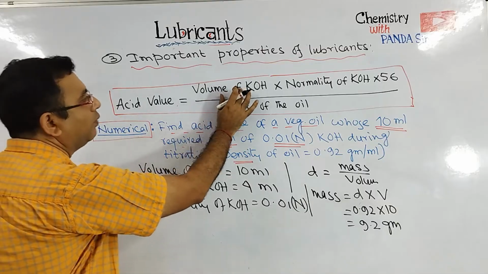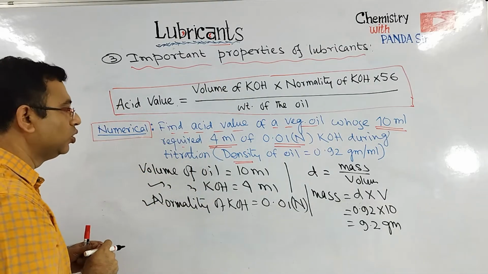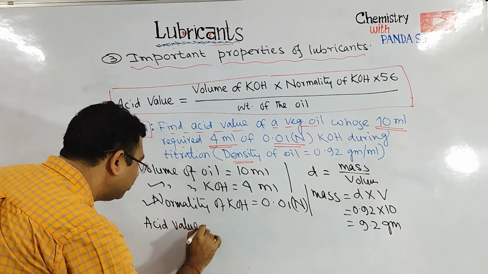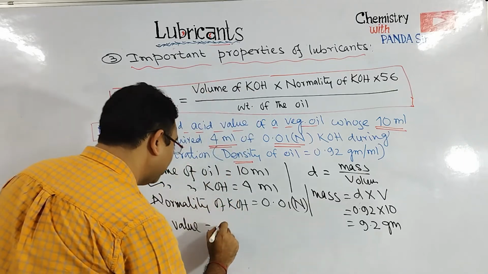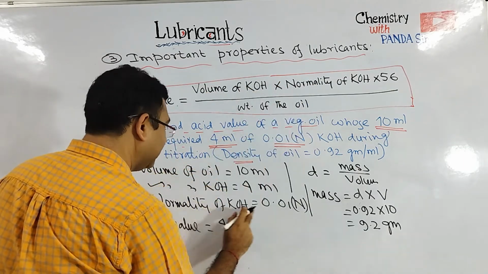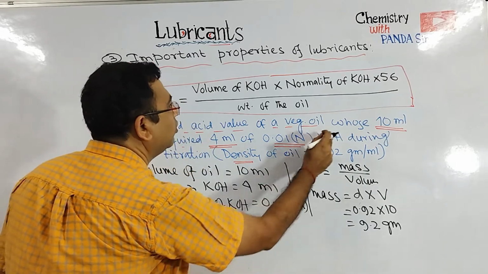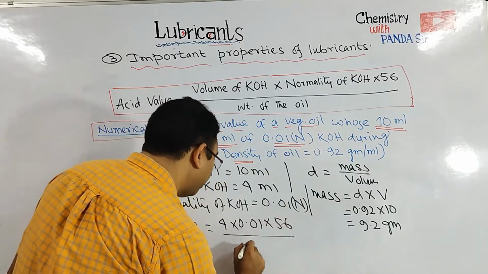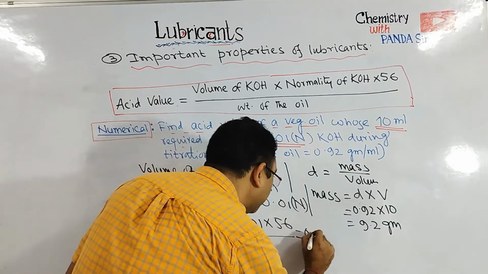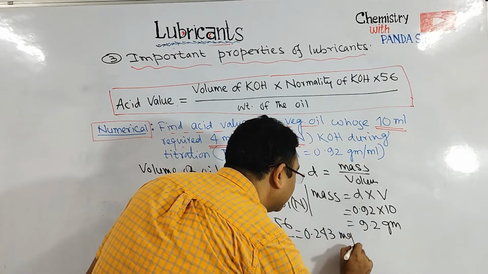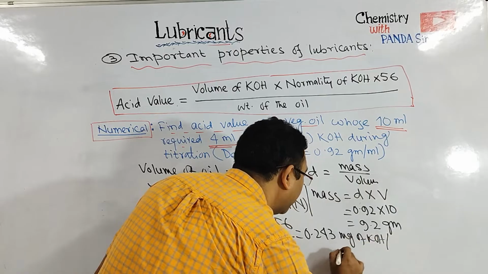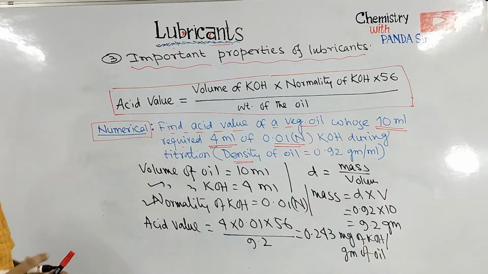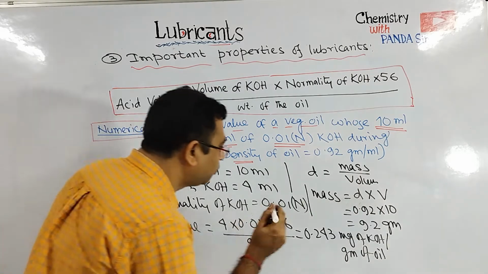Since we have the formula, I am not writing the formula again, so let us put the values to calculate the acid value. Acid value equals, what is the volume of KOH? Volume of KOH is 4 ml. Normality is given, that is 0.01, into 56 upon 9.2. So the answer will come 0.243 milligram of KOH per gram of oil. So this is the unit of the acid value.